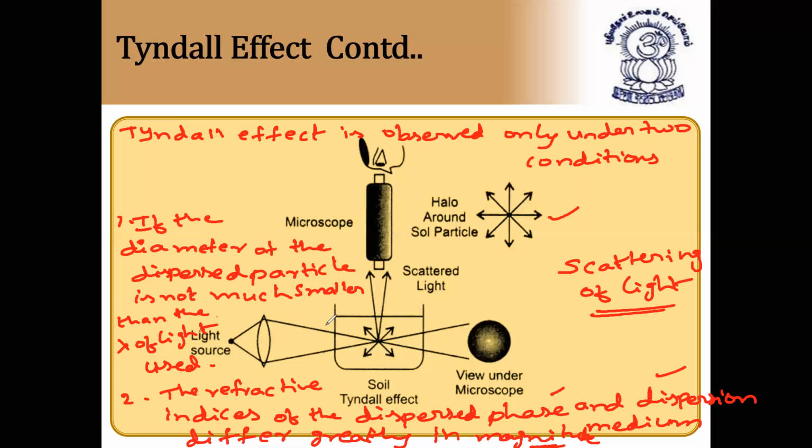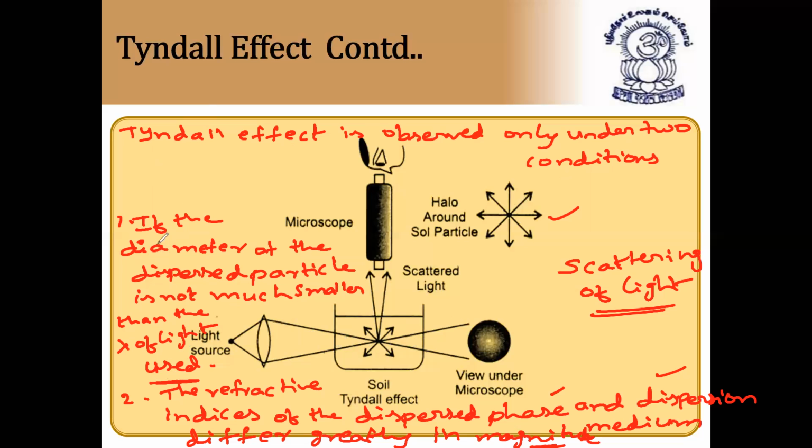So a simple experiment is, when light of a certain wavelength is incident on the colloidal solution, the light gets scattered in all the directions, forming a cone called Tyndall cone. So this is called Tyndall effect: simple scattering of light by the colloidal particles. And Tyndall effect is observed only under two conditions. First one, if the diameter of the dispersed particle is not much smaller than the wavelength of light used.